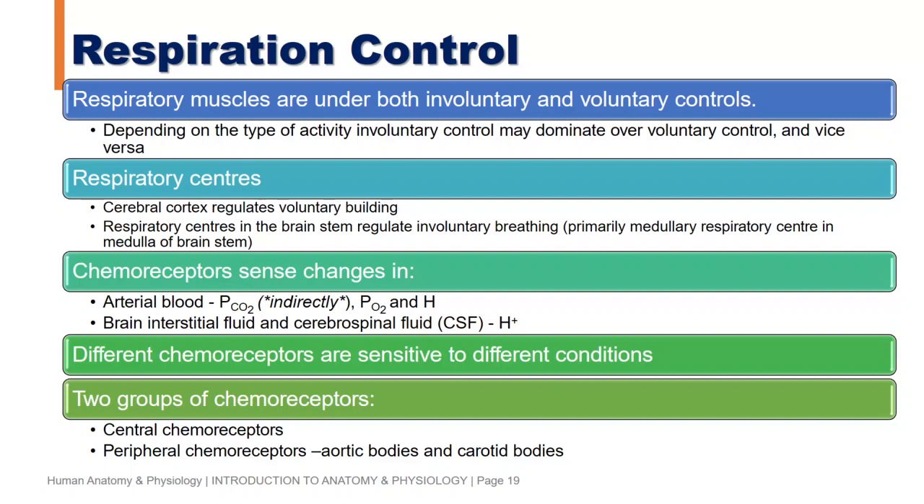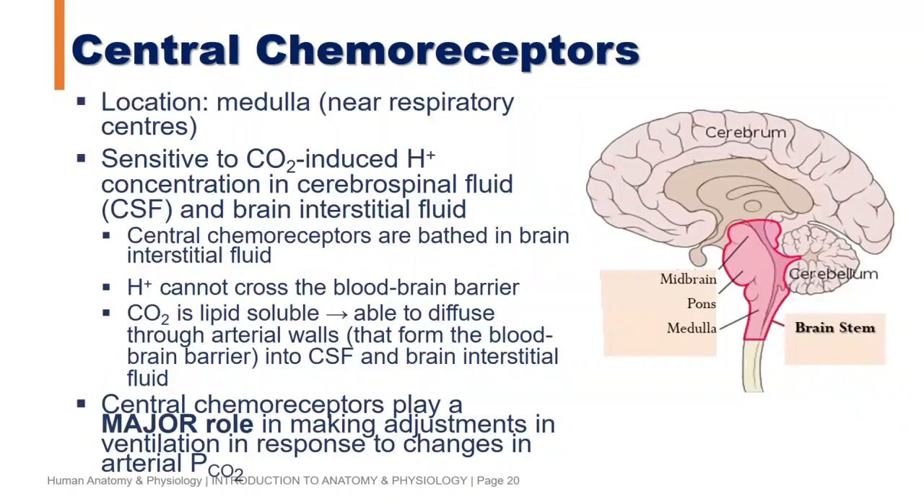There are two groups of chemoreceptors. One will be the central chemoreceptors, and the next one will be peripheral chemoreceptors, like your aortic bodies and carotid body. Central chemoreceptors are located in the medulla, near respiratory centers. They are sensitive to carbon dioxide-induced hydrogen ion concentration in CSF and brain interstitial fluid. Central chemoreceptors are bathed in brain interstitial fluid.